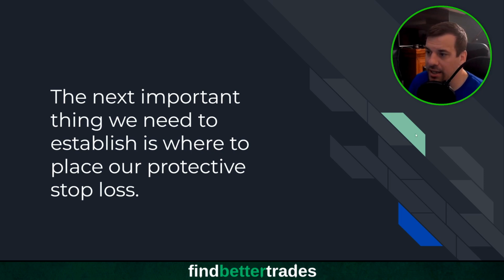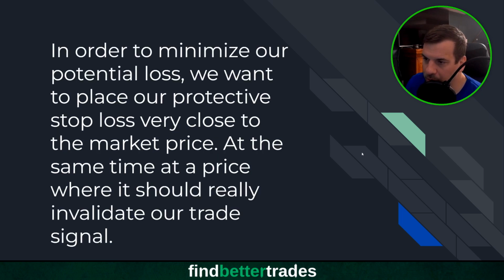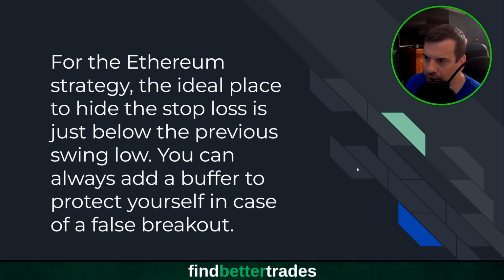So the next important thing we need to establish is where to place our protective stop. So after placing, protective stop loss below the previous swing low. In order to minimize our potential loss, we want to place our protective stop loss very close to the market price, at the same time, at a price where it should really invalidate our trade signal. So for the Ethereum strategy, the ideal place to hide the stop loss is just below the previous swing low.